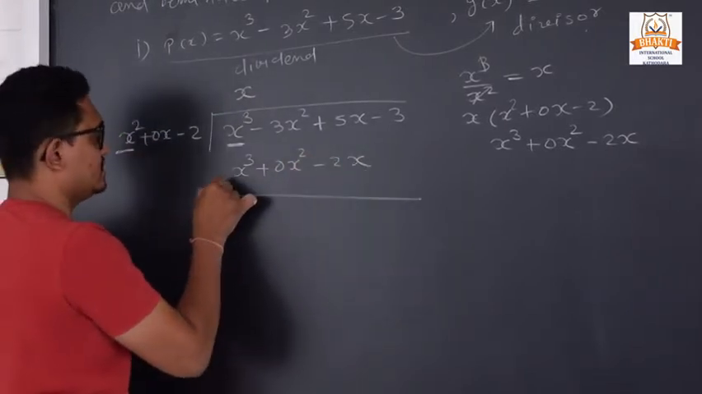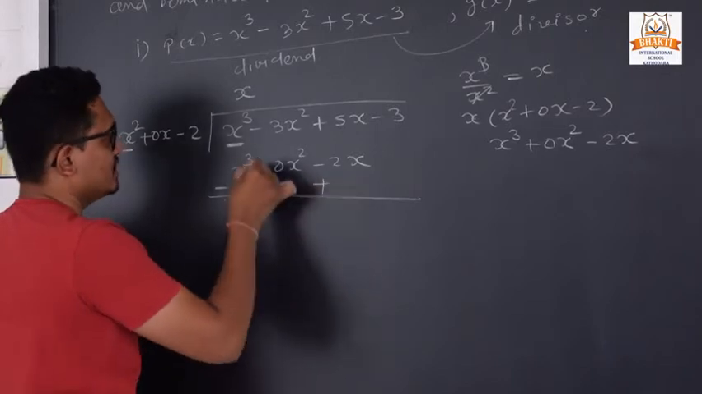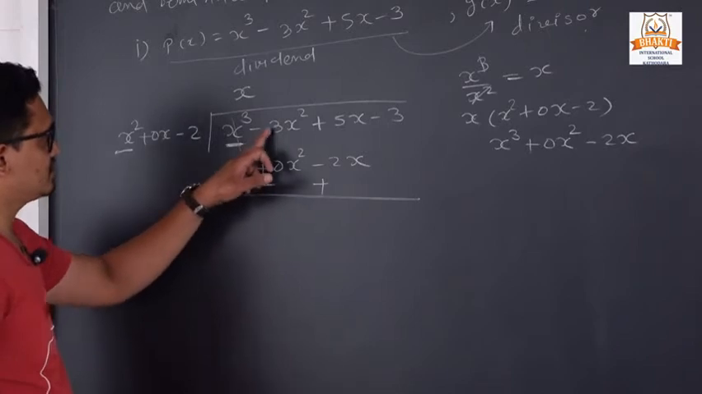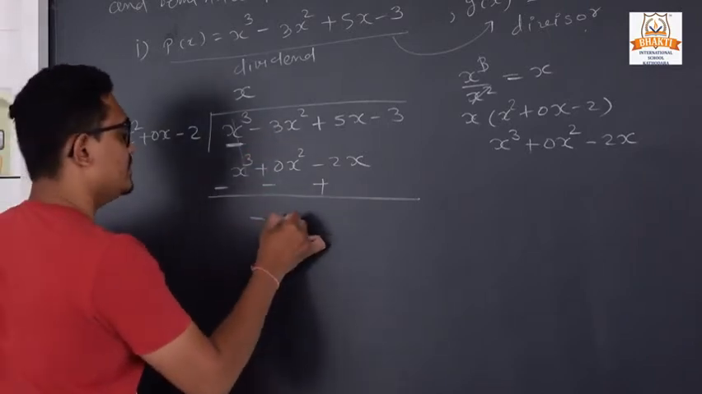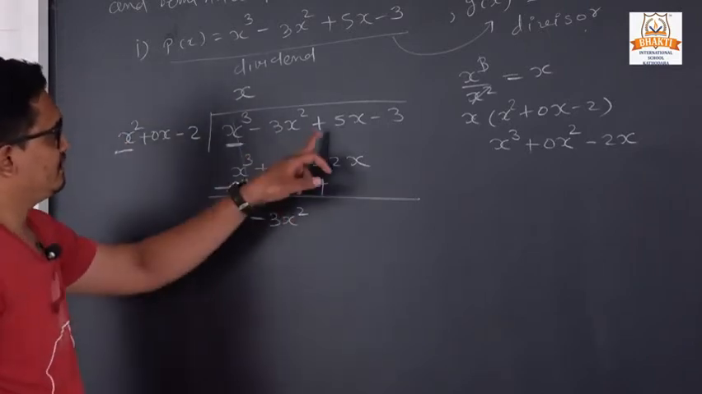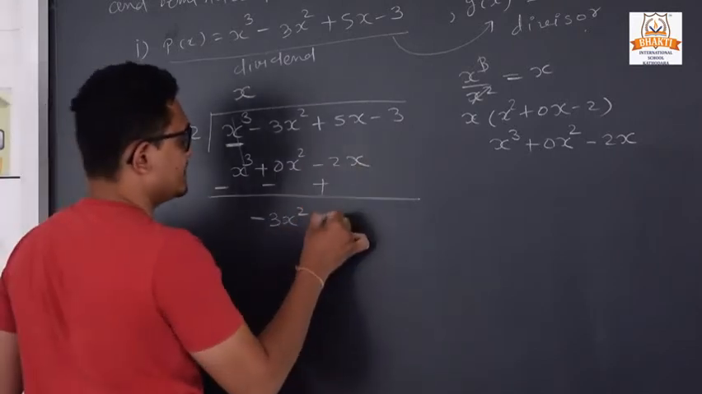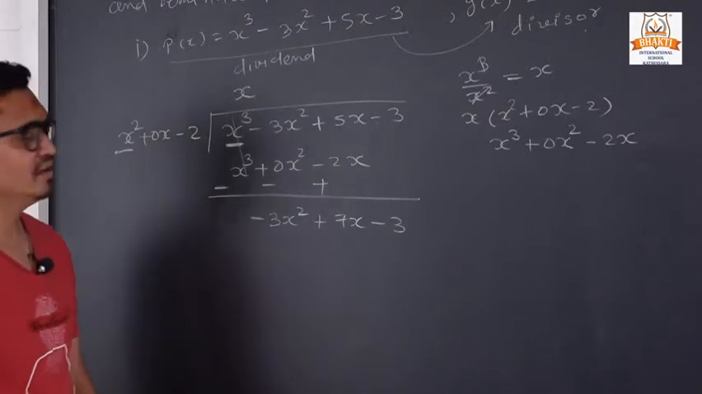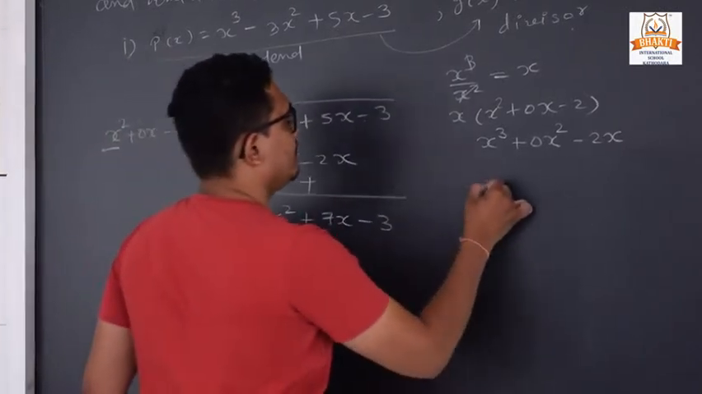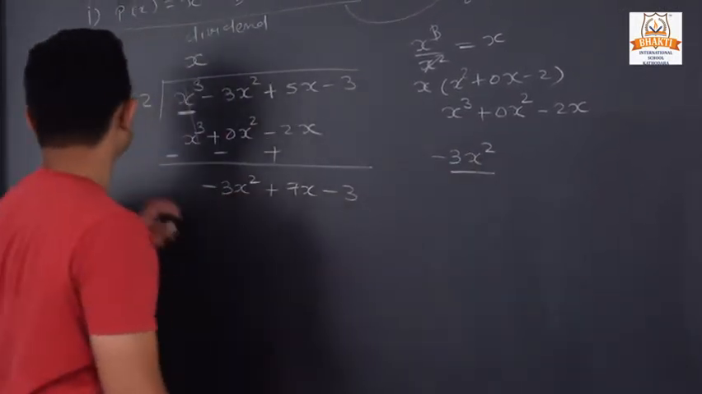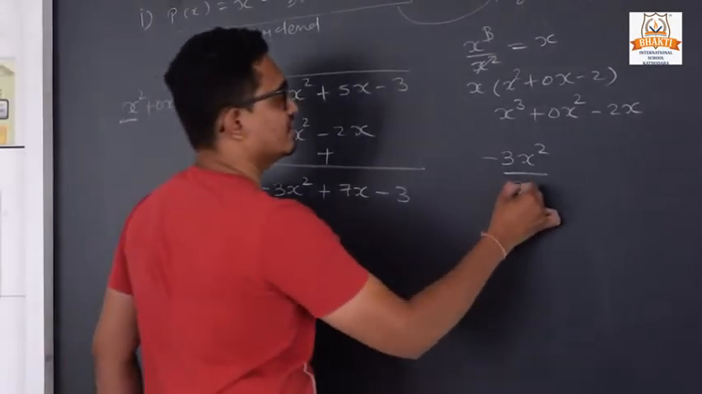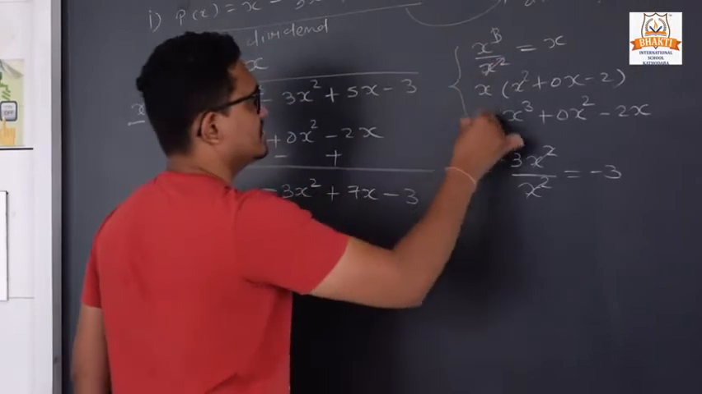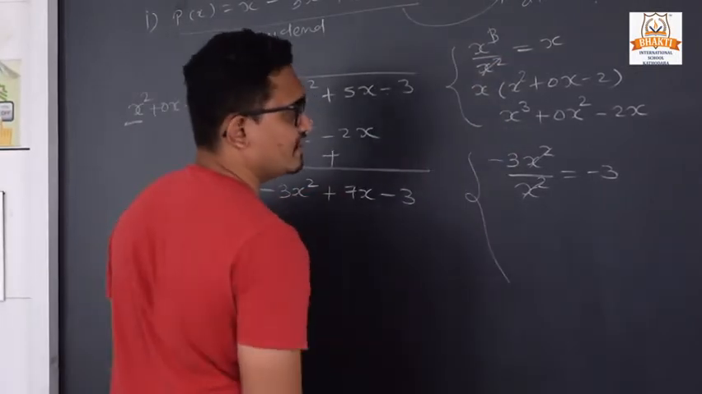Now we change the sign, so these both are cut. Minus minus plus, so minus 3x square will be the same. Then plus, 5 plus 2 will be 7x, and it is minus 3. Now minus 3x square is once again divided by x square. So x square cuts, and the answer is minus 3. It is step 1. Now it is step 2.